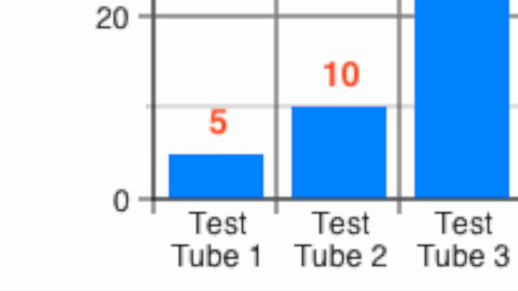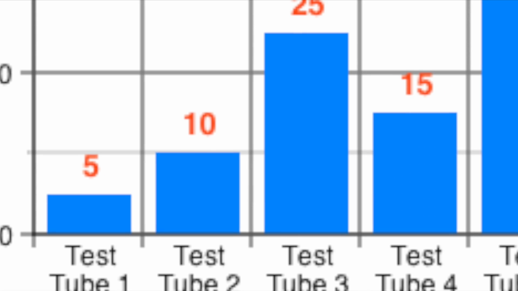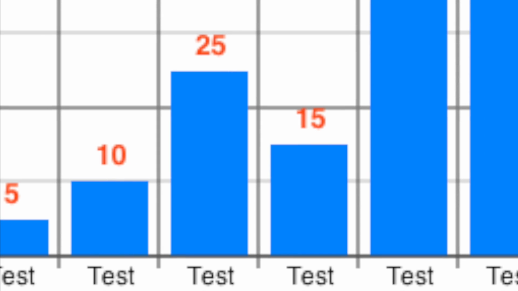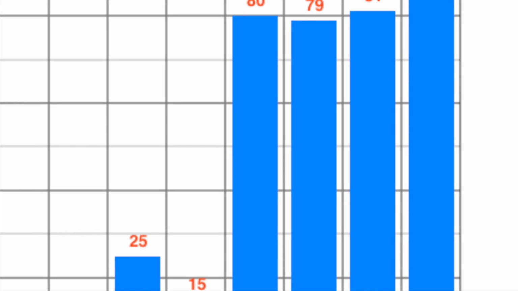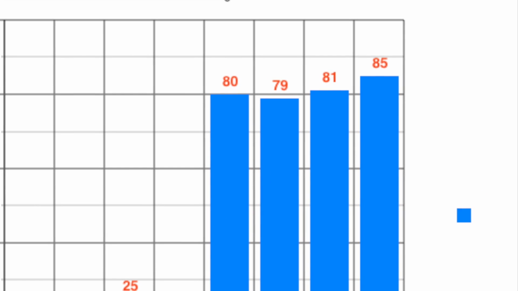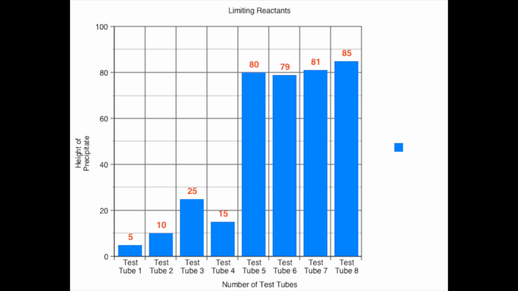We found that the height of the precipitate increased as the amount of potassium hydroxide increased until test tube 5. Test tube 5 jumped and began to level off due to the change in the limiting reactant. When the amount of potassium hydroxide became greater than the amount of copper sulfate, the limiting reactant changes. The limiting reactant is the reactant that limits the amount of product able to be produced.